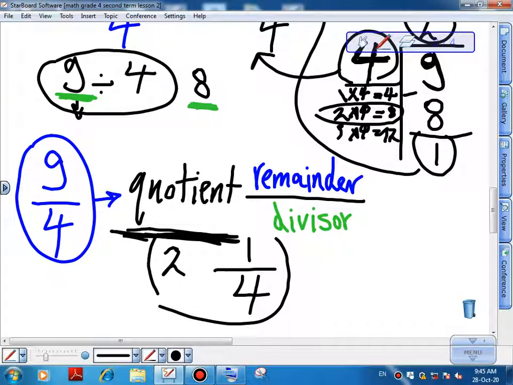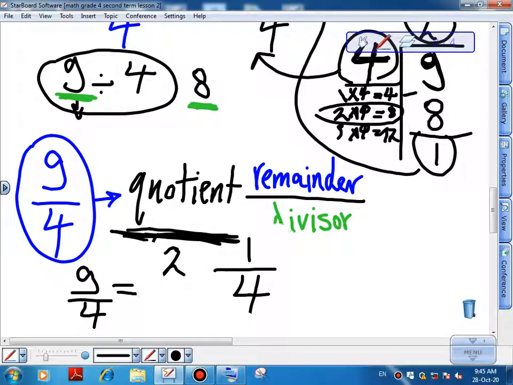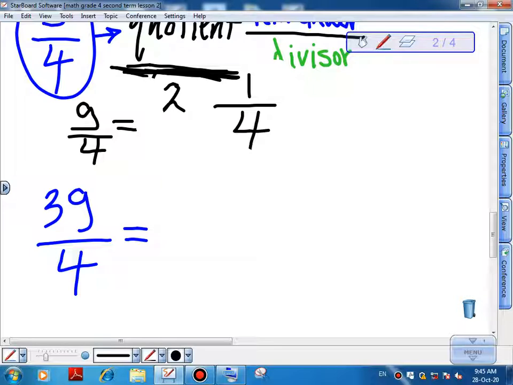2 and 1 quarter. So 9 divided by 4, or 9 fourths, or 9 over 4, anything, equals 2 and 1 quarter. This is the simplest way to convert any improper fraction to a mixed number. If we take this fraction, 39 over 4, or 39 fourths, and need to convert it into a mixed number, we can use either way.